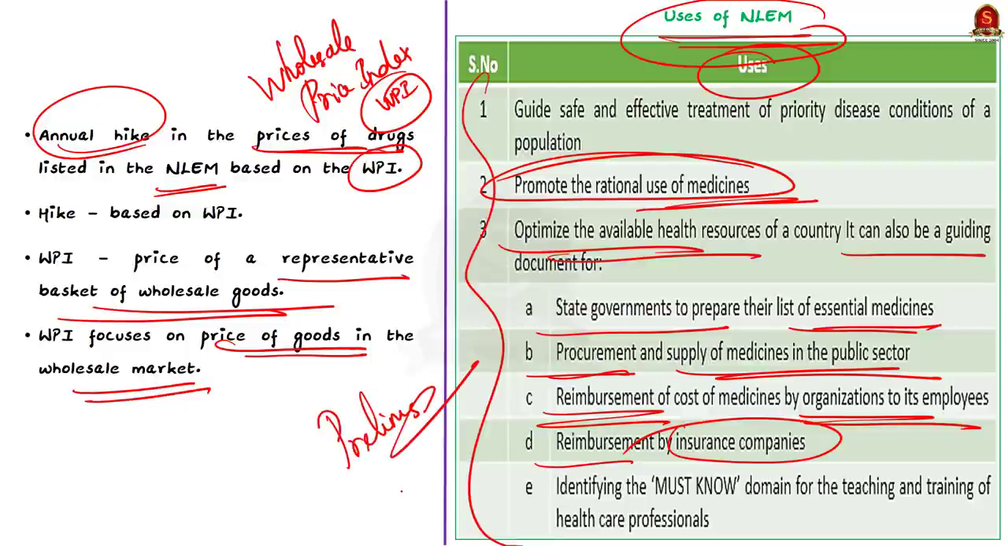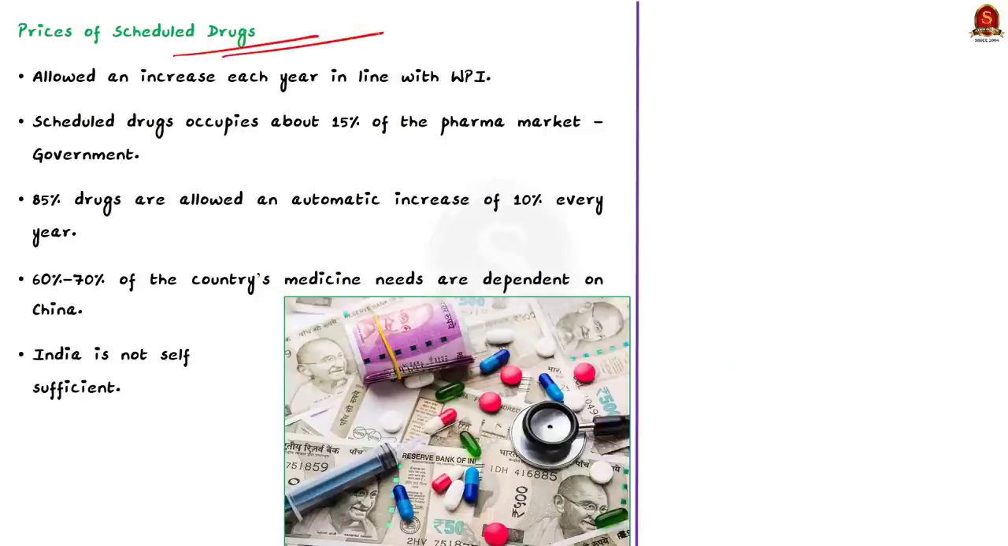Okay. See, prices of scheduled drugs are allowed an increase each year in line with this WPI or the Wholesale Price Index. The annual change in the prices is controlled and rarely crosses 5%. But the pharmaceutical players pointed out that over the past few years, the input cost of these medicines have risen. Not only medicines they are meaning here, they are also meaning some medical device prices also. Note that all medicines under the National List of Essential Medicines are under price regulation.